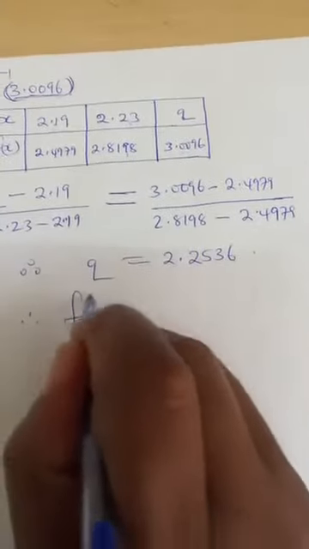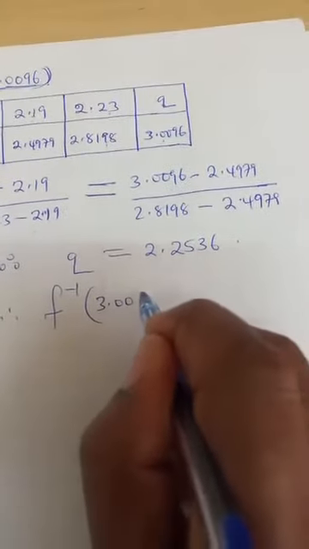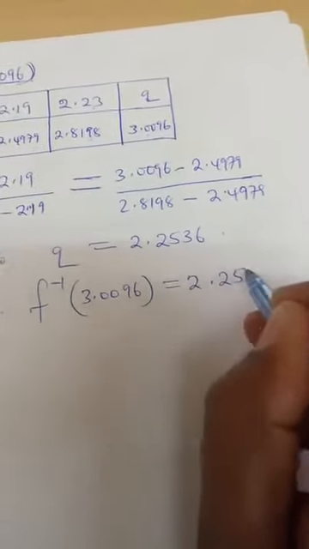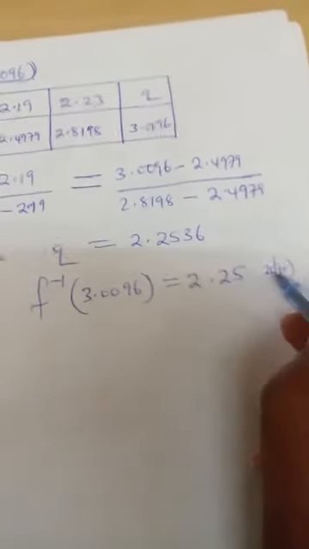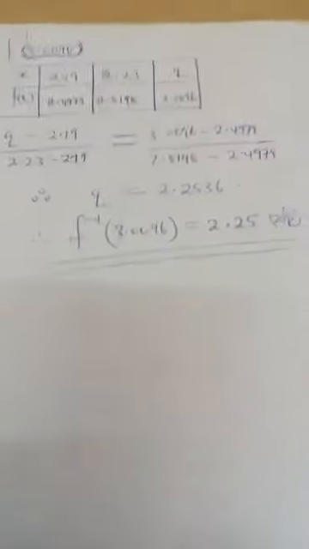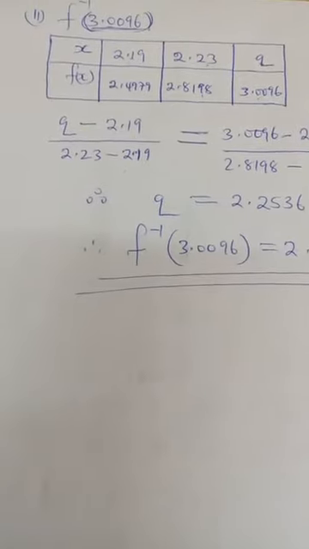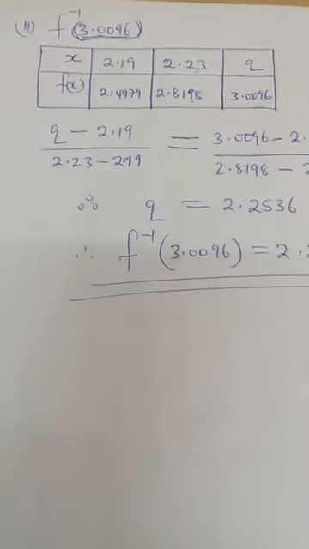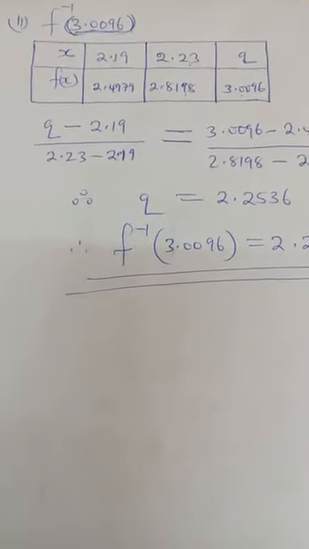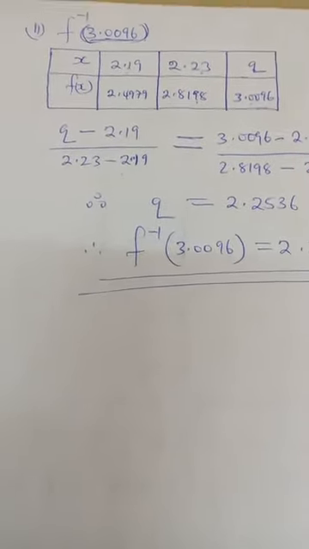So you can conclude and say the inverse function of 3.0096 gives us 2.25 to 2 dps as our final answer. This is one of the easiest questions, I must say, and which is very, very common in exam.